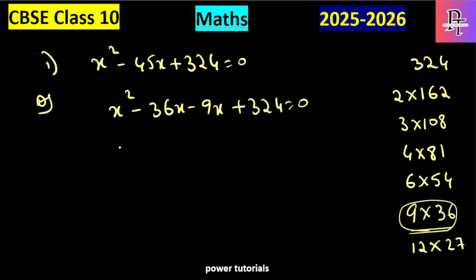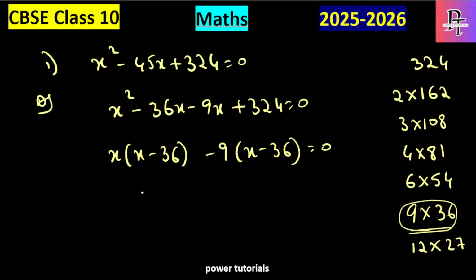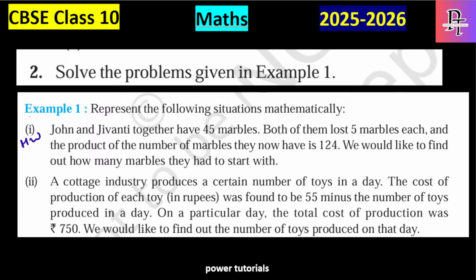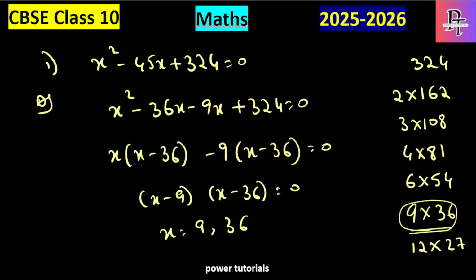Okay, so simple, if I take x common, I will get x minus 36, and here I will tell you the trick, just write x minus 36 here again, and then see which is remaining, minus 9. Just write it. So now the factors are x minus 9 and x minus 36. So the x values I got are 9 comma 36. Okay, but what is the question? They are asking, we would like to find out how many marbles are there to start with.